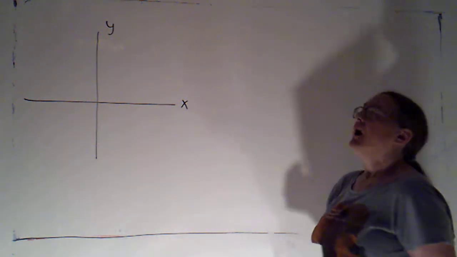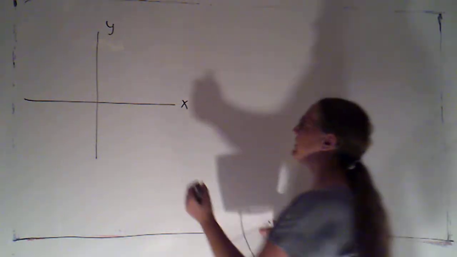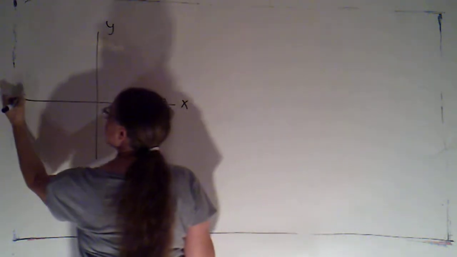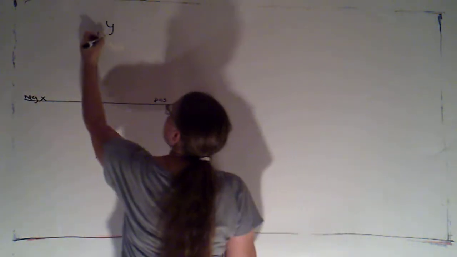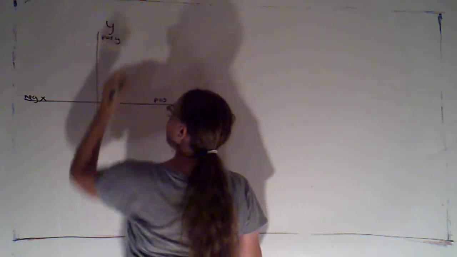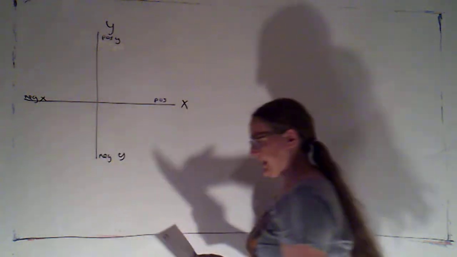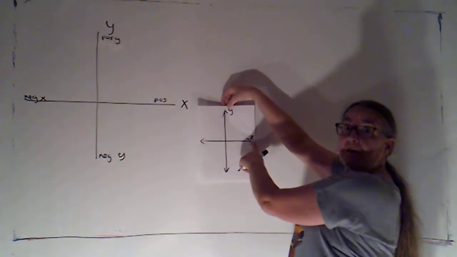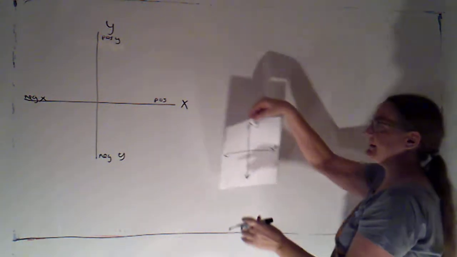Okay. So, just to make things super clear, this is the positive x-axis. This is the negative x-axis. Up here, this is the positive y-axis. Down here, this is the negative y-axis. Now on my piece of paper here, I've got the x on the side of the positive x-axis and the y where the positive y-axis is.